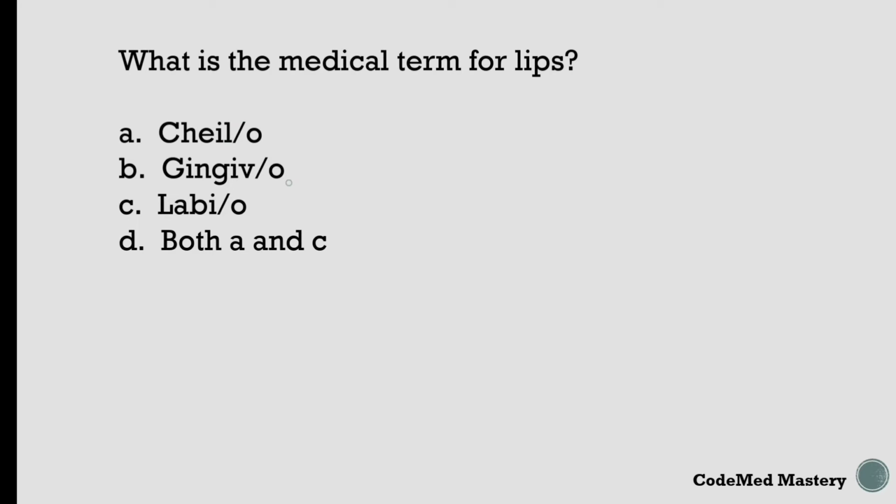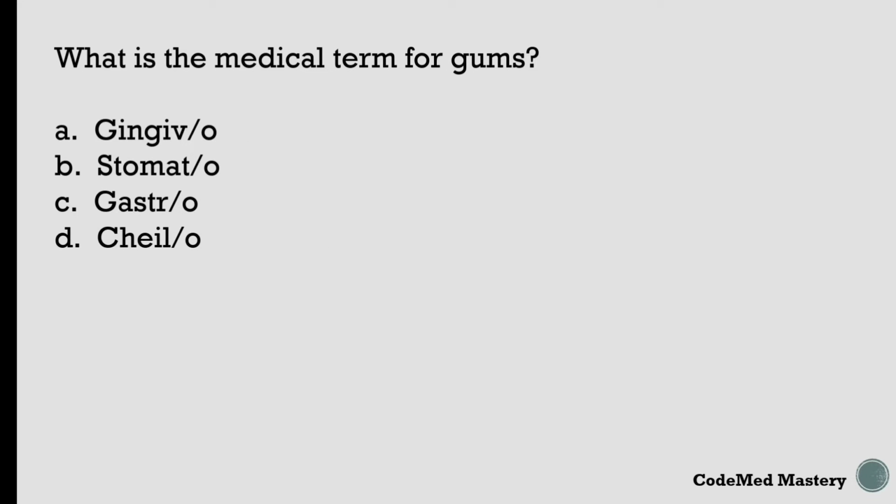Option A, kilo. Option B, gingivo. Option C, labi. Option D, both A and C. The right answer is option A, kilo. Next question, what is the medical term for gums? Option A, gingivo. Option B, stomato. Option C, gastro. Option D, kilo. The right answer is option A, gingivo.